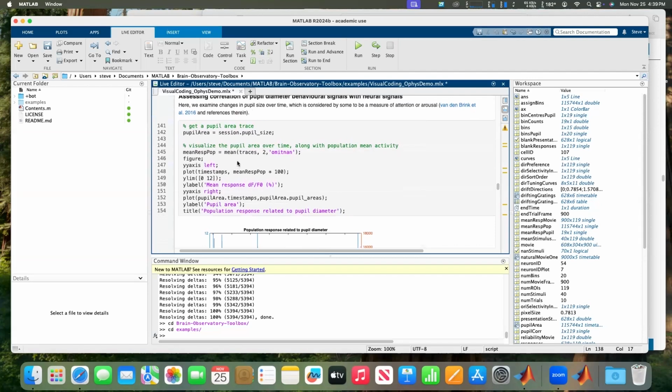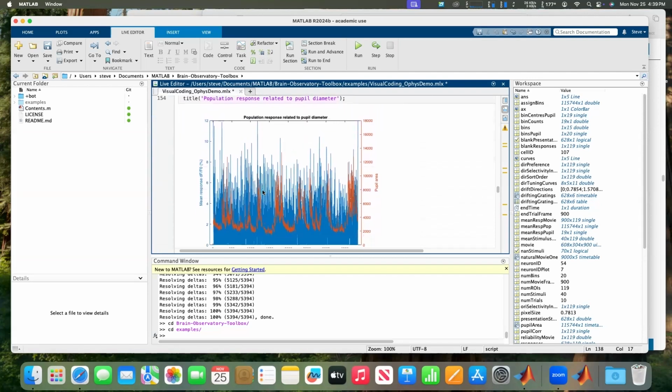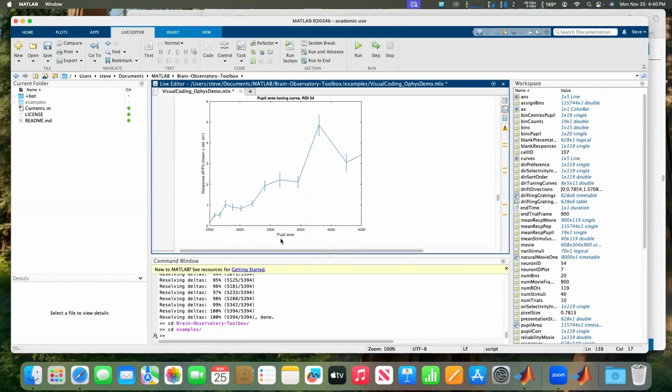We can also look at measures of alertness, such as pupil diameter. Here we're plotting the average response, the average delta F over F, along with the pupil area. So when the pupil dilates, it generally corresponds to times when the animal is more alert. And so here we see the pupil is dilating at various times during the recording. And we can see that there's a correlation between the pupil area and the response, the delta F over F that's measured on average, so that when the pupil area is large, the delta F over F is also large.